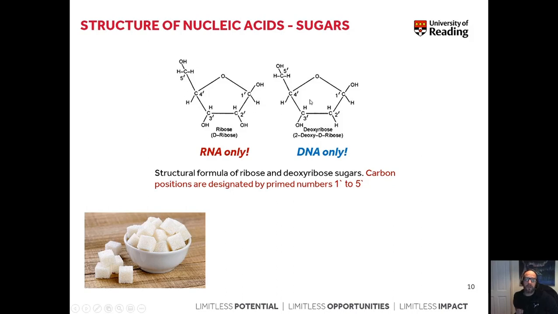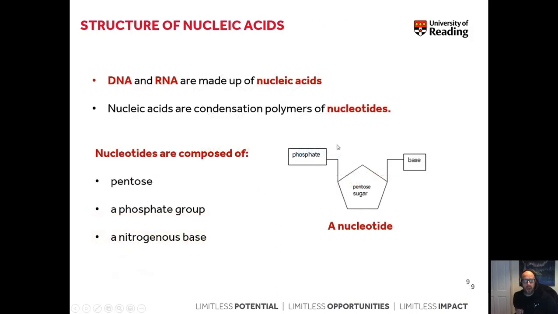And as I mentioned before, there are very specific carbon atoms within those sugars where different elements of the nucleotides are attached. So if we start counting here with the C1 molecule, then we have C2 here, C3 and C4. So we have a phosphate group attached to C4 and a base at position number 1.